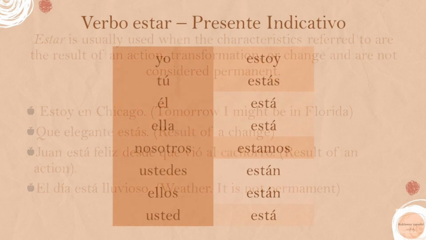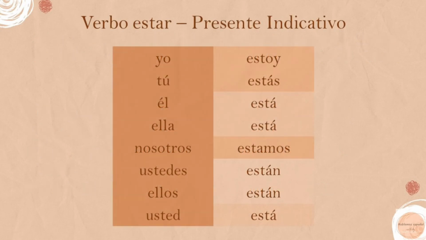And now let's see how to conjugate the verb estar in presente indicativo or present simple. Yo estoy. Tú estás. Él está. Ella está. Nosotros estamos. Ustedes están. Ellos están. Usted está. As I mentioned before, we can see él, ella, usted using the same conjugation, same as ustedes, ellos using the same one.